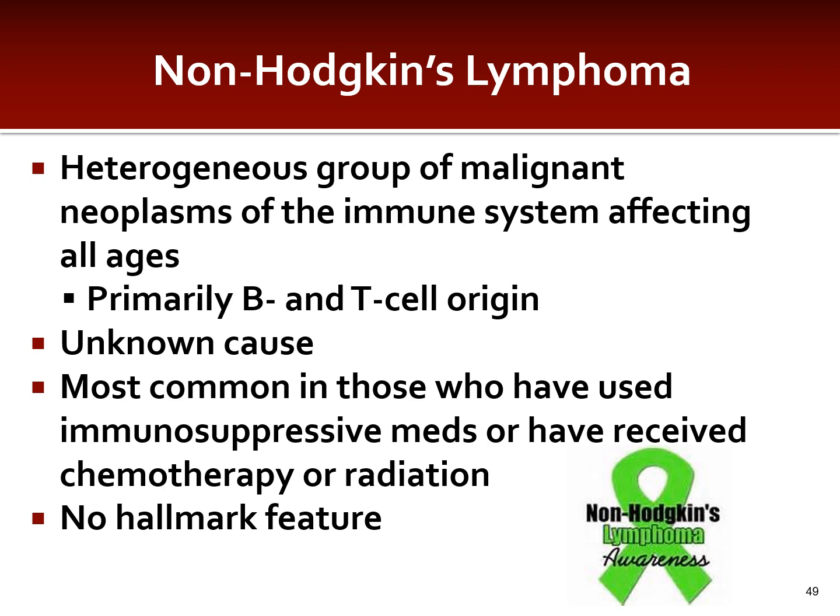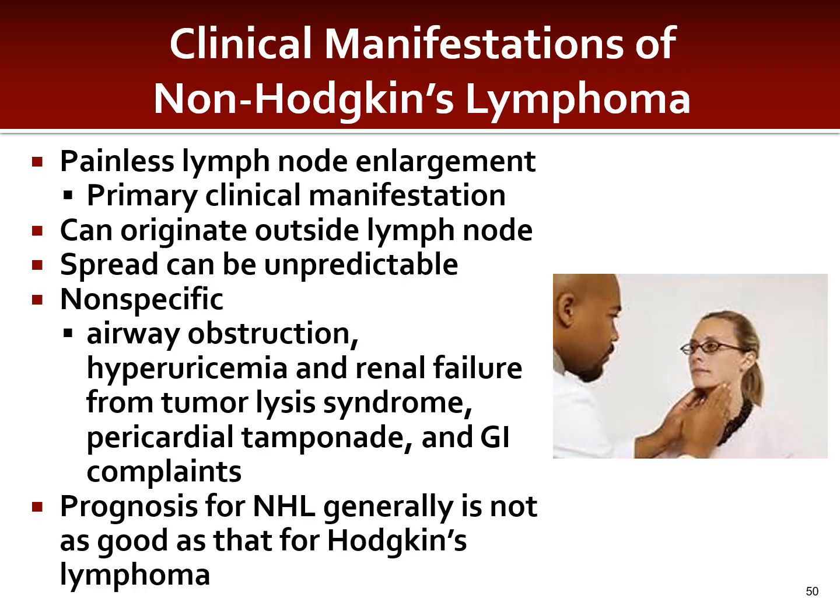There are really no hallmark features for non-Hodgkin's. However, these clients again may have those painless lymph nodes. They may be enlarged. Those are your primary clinical manifestations. And these nodules can originate outside of the lymph node, and the spread again could be unpredictable. Again, if you have nodules in the area of the throat, the esophagus, you see how the airway could be obstructed. These clients can go into renal failure. They can have pericardial tamponade, GI complaints.